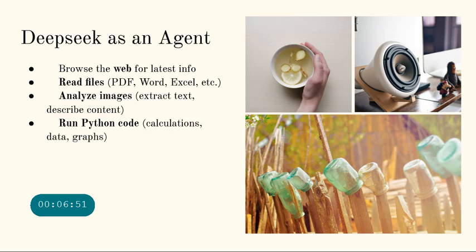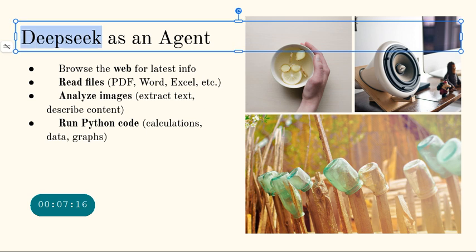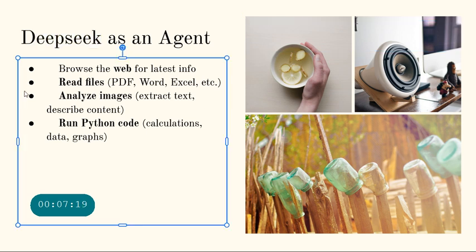DeepSeek, you can also think of DeepSeek as an agent, and if you look at some of the tools that DeepSeek has access to, it would be able to go and browse the web. It can read the files. It can even analyze images. If you upload an image, it can extract text, it can describe the content, and it can even run Python code for you. Okay, so those are the tools that an agent has. I'm just using DeepSeek as an example here, just not to use ChatGPT every single time. ChatGPT will have a similar tool set available.